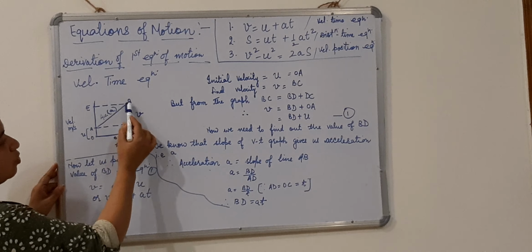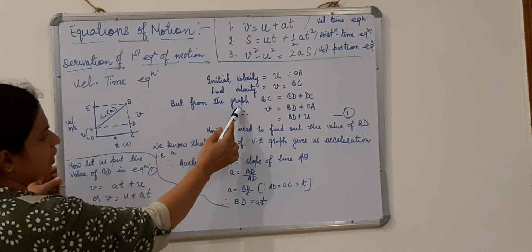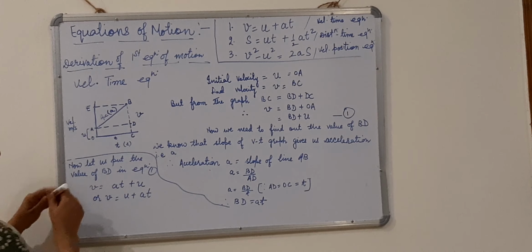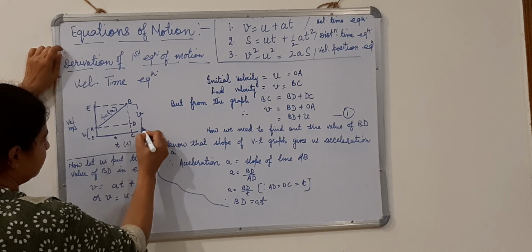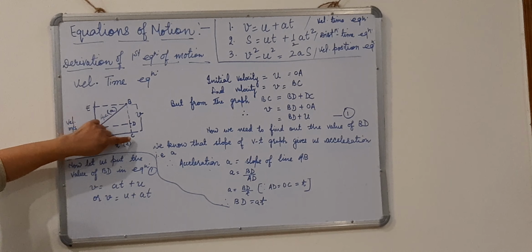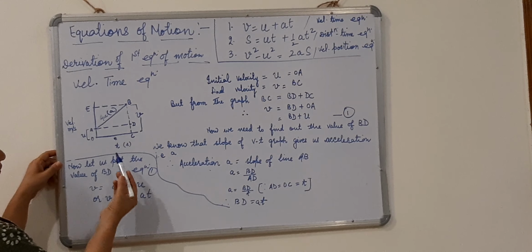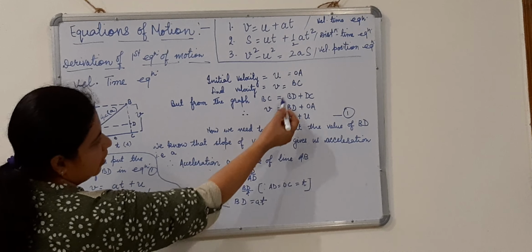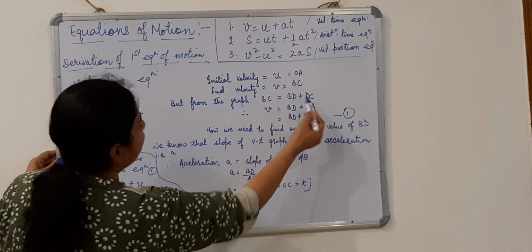Now I have drawn the correspondence on these lines. From the graph, BC is equal to BD plus DC. BC is the final velocity, the complete final velocity. The name of BC is V, as I have written. We do not know the name of BD, but we know the name of DC.